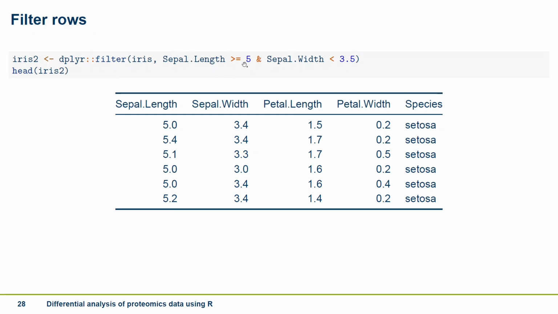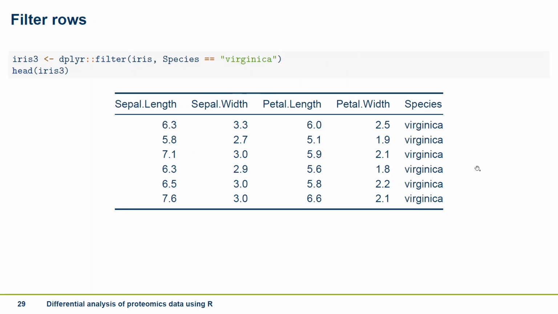And here, for example, it is filtered for a sepal length greater or equal than 5 and at the same time a sepal width lower than 3.5. And here you can see the result. So it's a reduced data set which fulfills both of these conditions here. So with this function, it's really easy to filter your data.